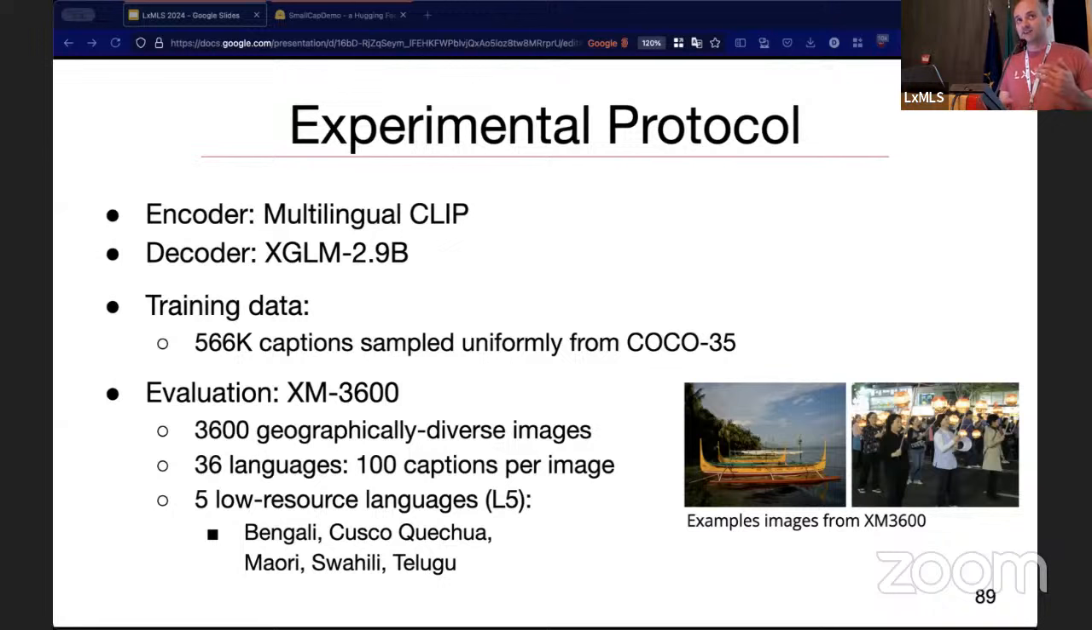And we evaluate on an out-of-distribution dataset called XM3600, which is 3,600 geographically diverse images covering 36 different languages, 100 images per language, all written by native speakers of those languages. So our training distribution is not the same as our evaluation distribution, but the uniform sample is targeted to cover these 36 languages.